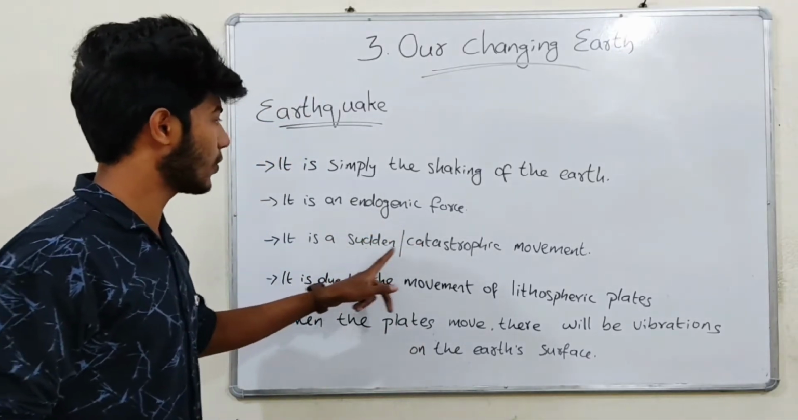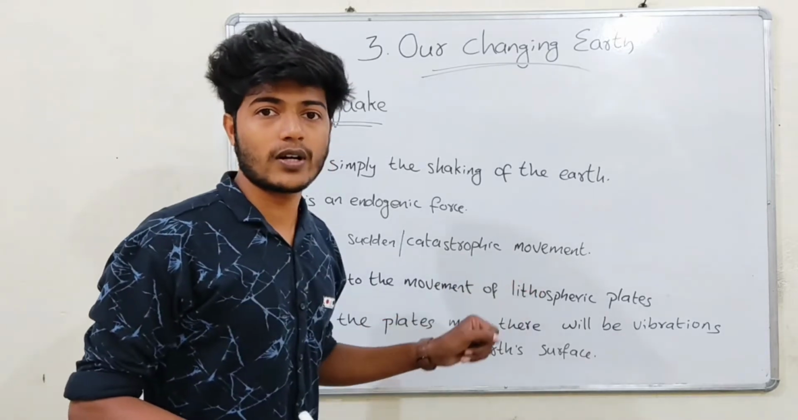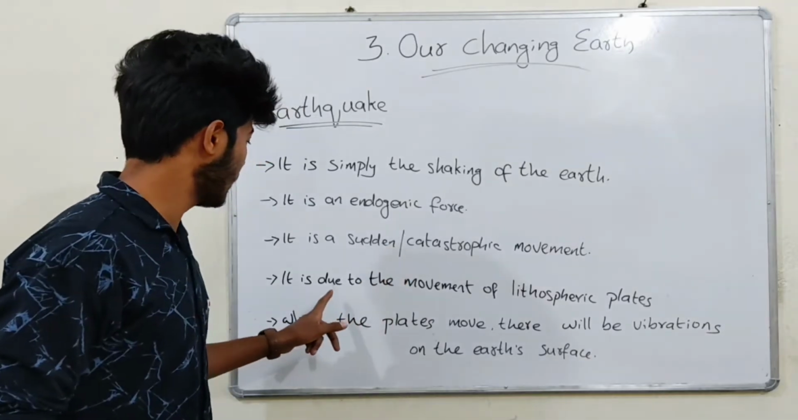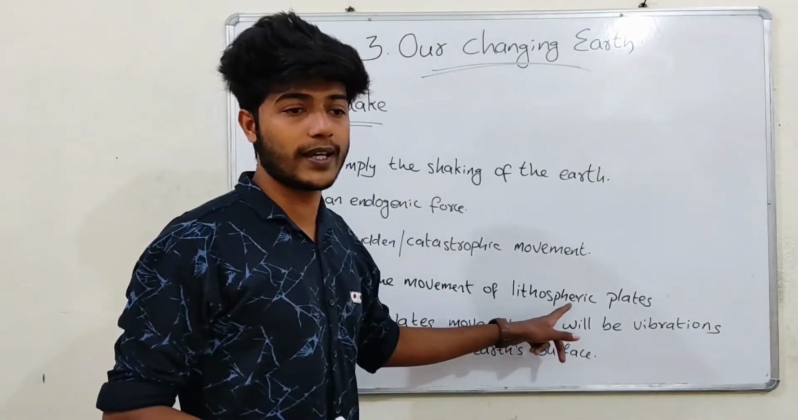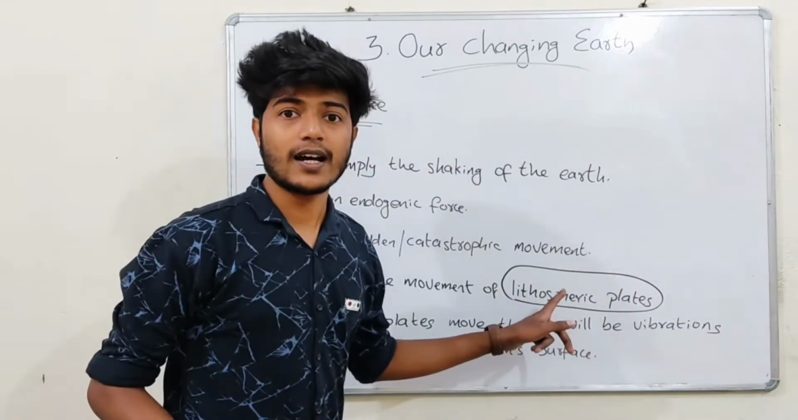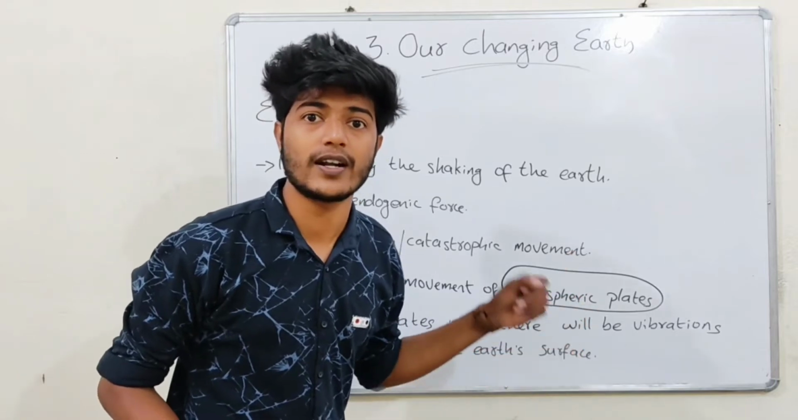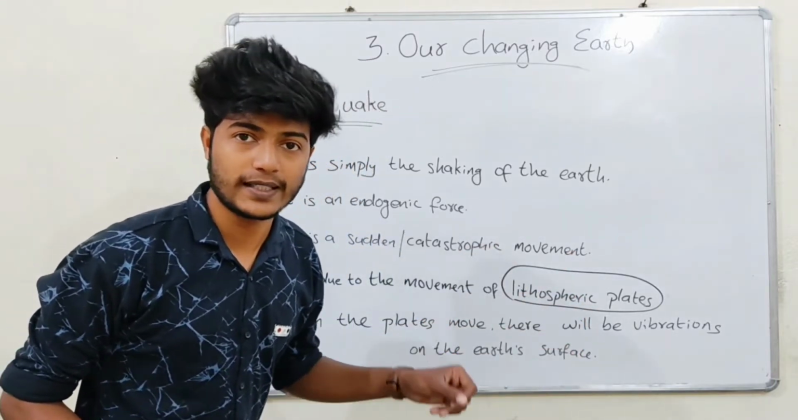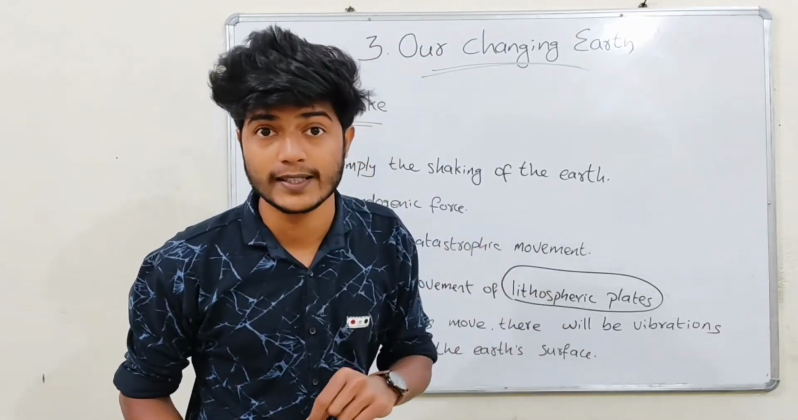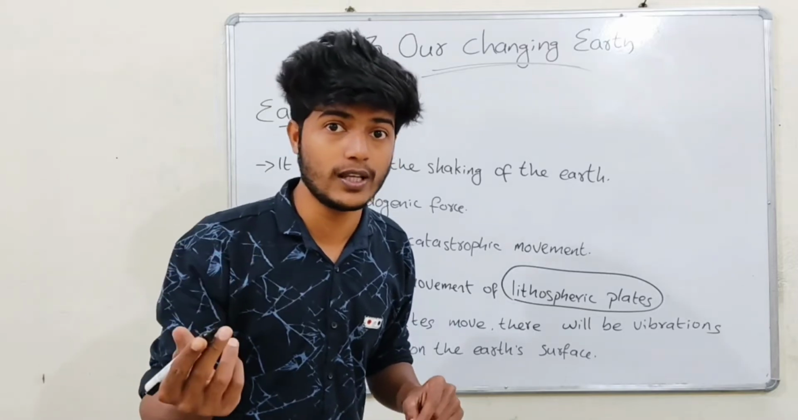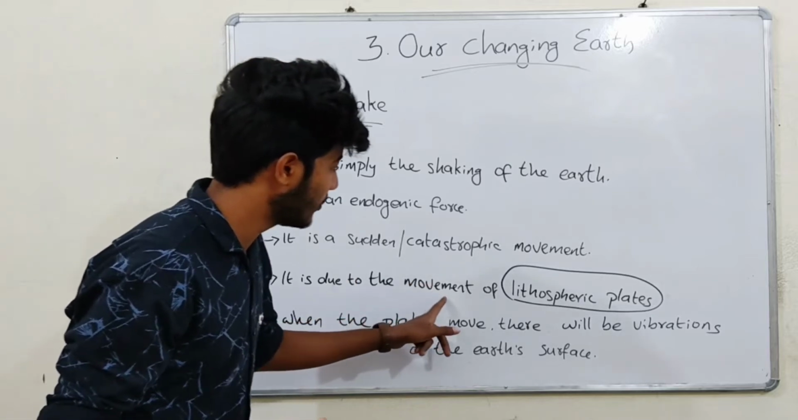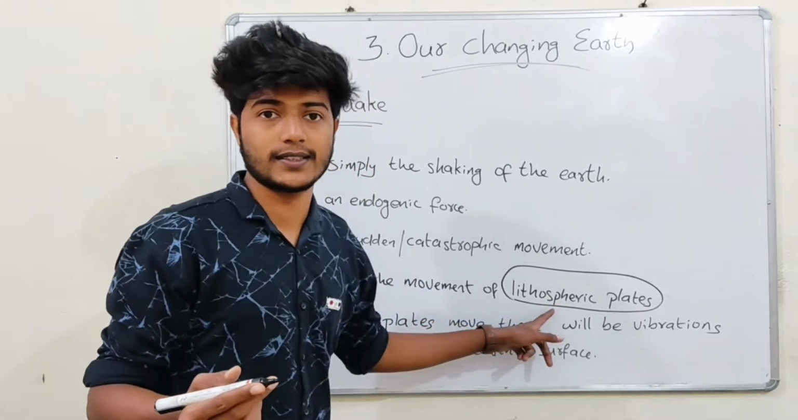Then it is a sudden or catastrophic movement. What does it mean? It is a sudden or fast movement. Then it is due to the movement of lithospheric plates. In the beginning, I said that the lithosphere is divided into many plates. These plates are called lithospheric plates. I also said that these lithospheric plates move. They move very slowly, and earthquakes are happening because of the movement of these lithospheric plates.